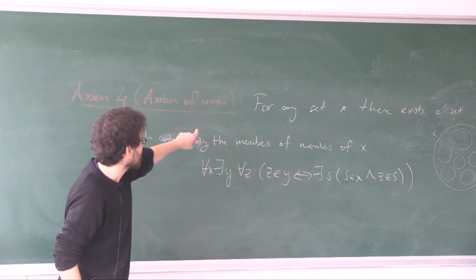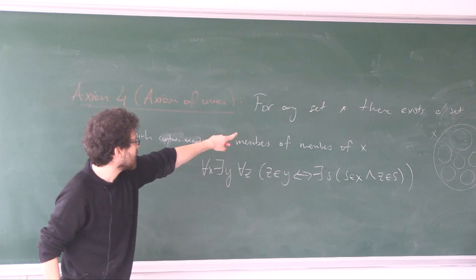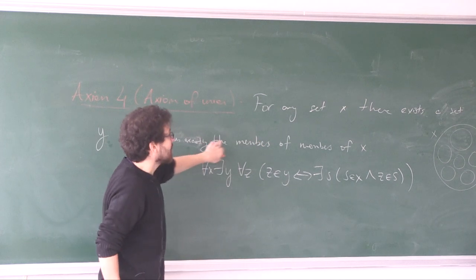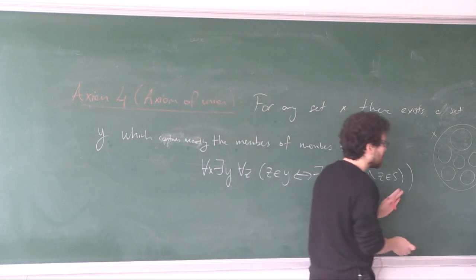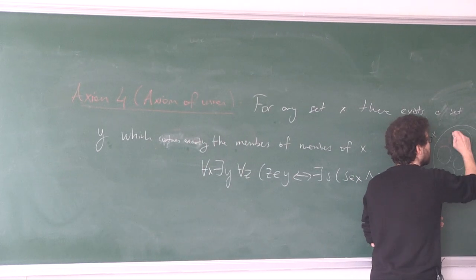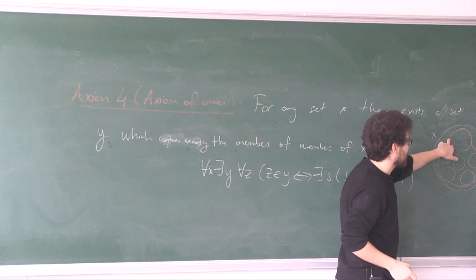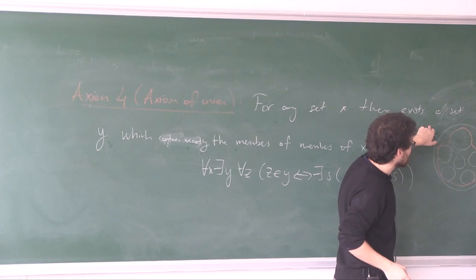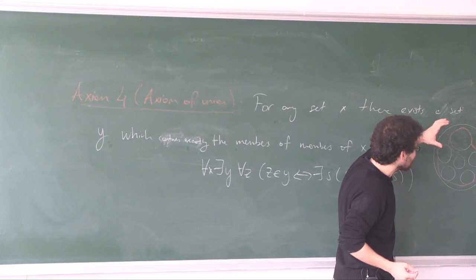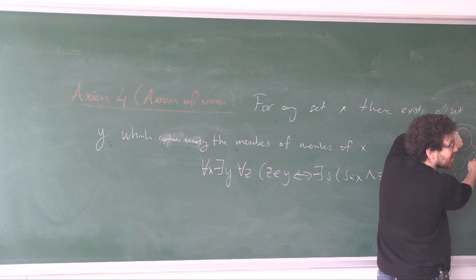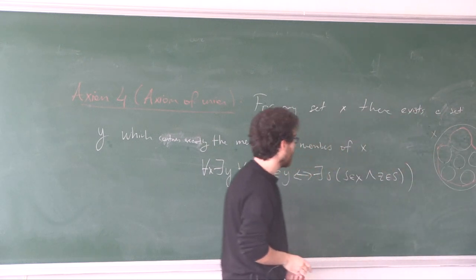There are other sets inside this. This axiom says if you give me any set, there exists a set Y which contains exactly the members of X. So there's a set Y which contains exactly the members of X. So for any set X, there is a set Y which is, in a sense, the union of these little guys. Okay?